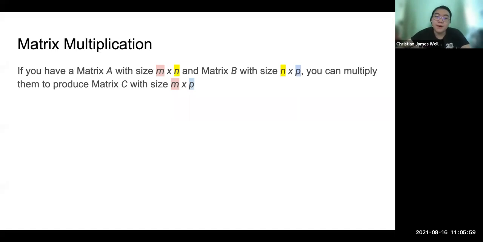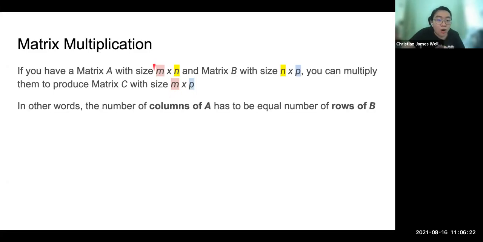Next, let's talk a bit about matrix multiplication. I think some people might not exactly remember how to do matrix multiplication, so let's revise that. Let's say I have a matrix A of size m by n, and then another matrix B of size n by p. If you multiply them together, you can produce a matrix C with size m by p. So take note, the number of columns of A has to be equal to the number of rows of B.